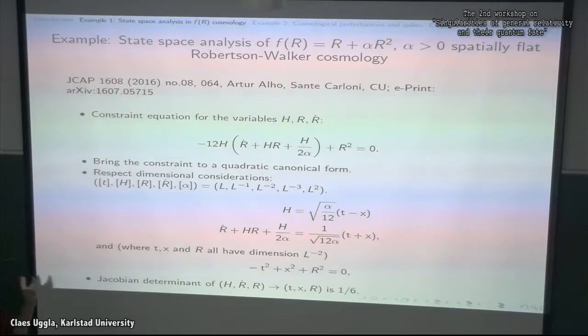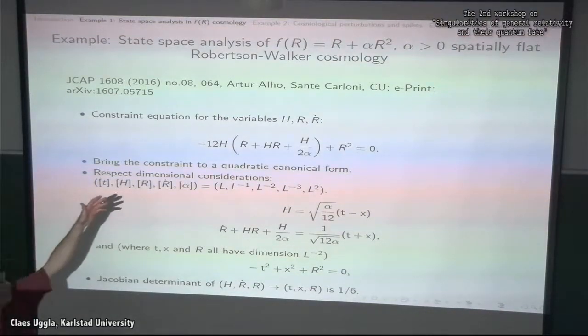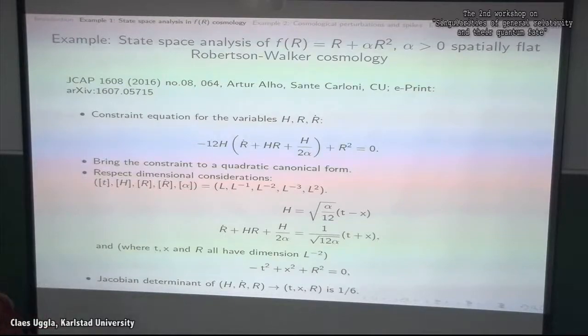So let me exemplify this with 3 different examples, where my first example is a very simple example. So f(R) gravity with R plus alpha R squared, spatially flat Robertson-Walker cosmology. So this is at the bottom of f(R) gravity, basically, the simplest possible model. This is work together with Arthur Arlo and Sante Carloni.